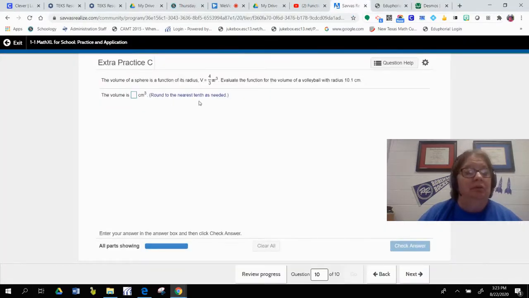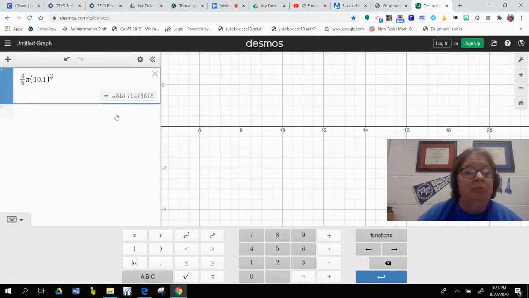4315.7. It already has centimeters to the third. Check answer. Fantastic. Okay, that's number 10. So we're done. If you try to go next, okay, it just takes you to review progress.